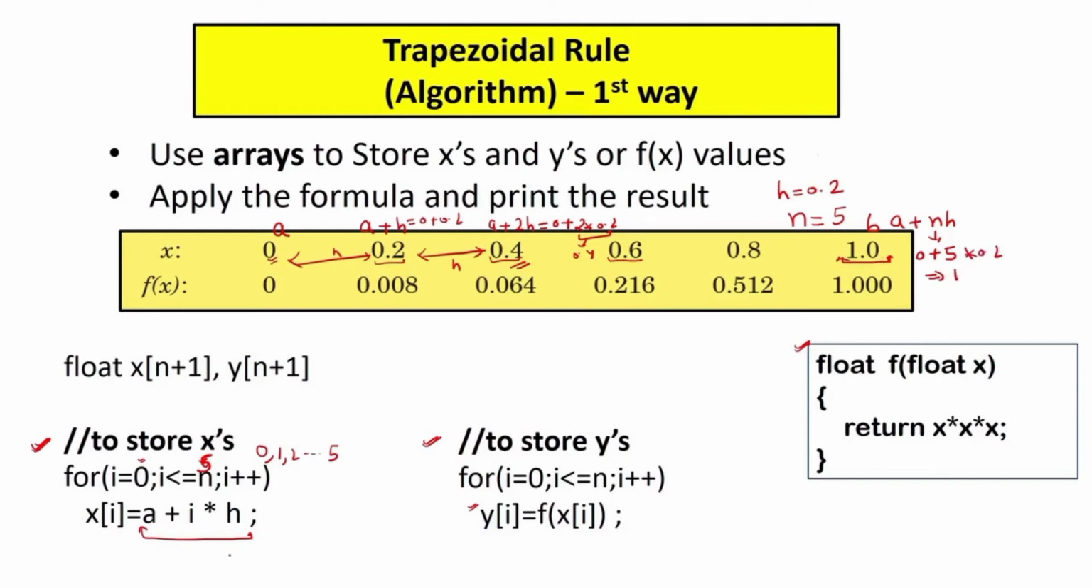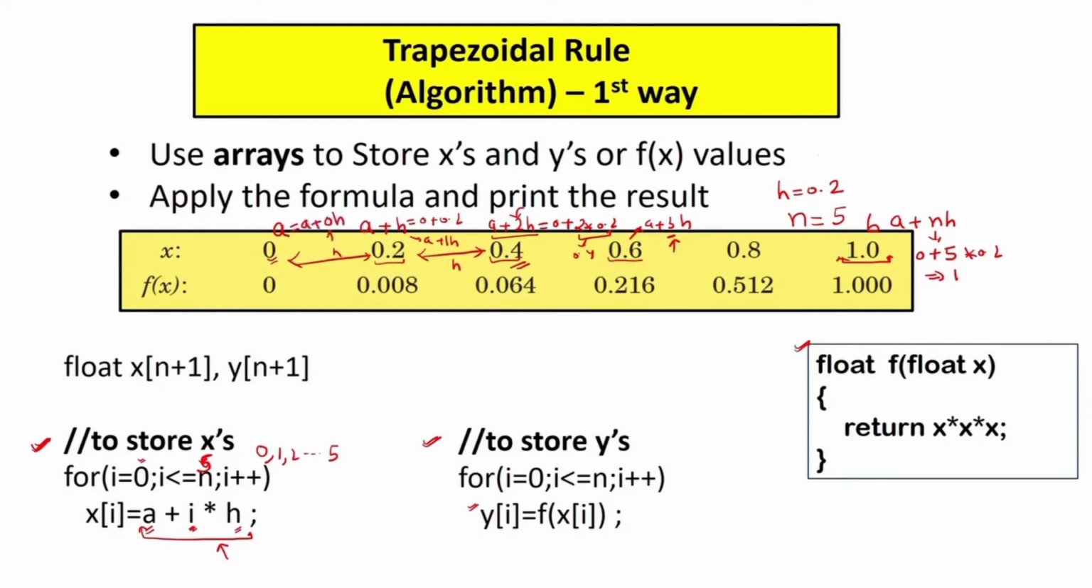In this way, I have applied the same thing here: a plus i into h. See, h is constant, a is constant. This i is varying. What is this i? Here, this is a plus h, so it can be written as a plus 1h, right? Here it is a plus 2h, so this 2 is actually i. Again, this can be written as a plus 3h, so this i corresponds to your 3. So this i is starting from 0 initially. Why? Because this a can be written as a plus 0h.